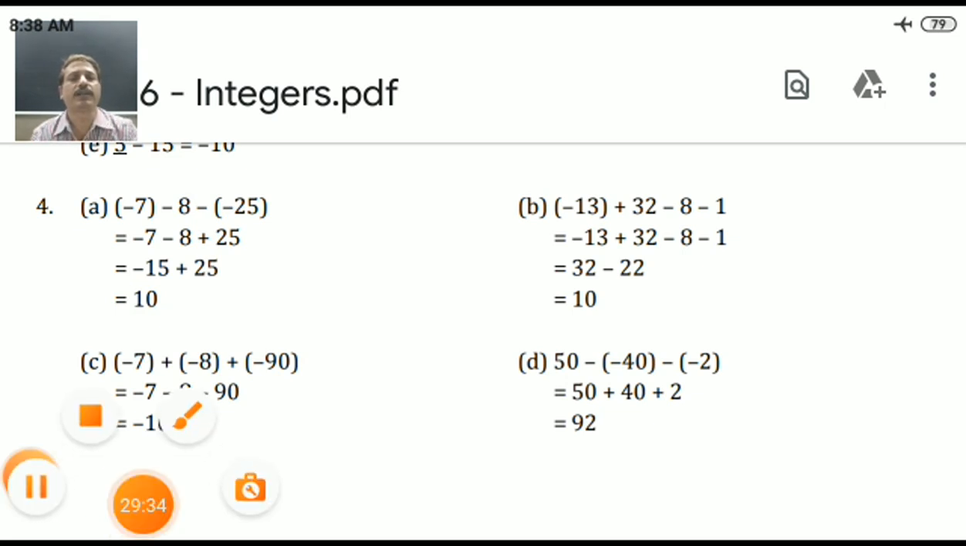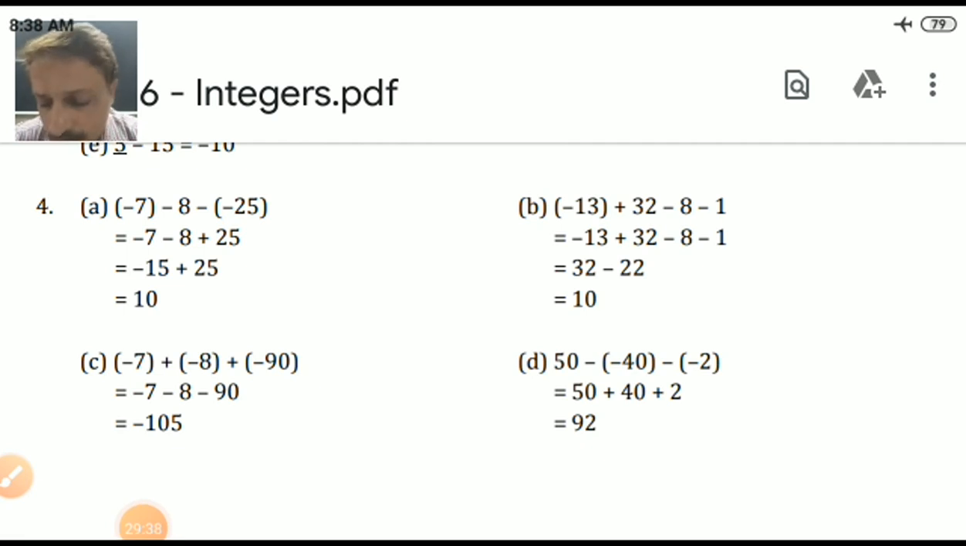Will you do the others yourself? Yes, that's the spirit. And you can solve here all the sums of exercise 6.1, 6.2 and 6.3.